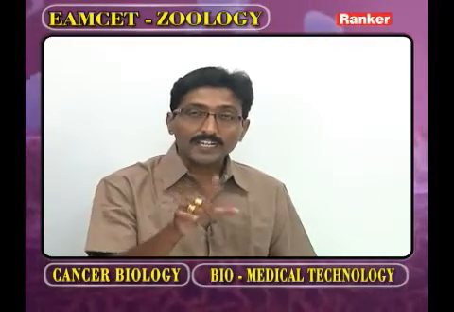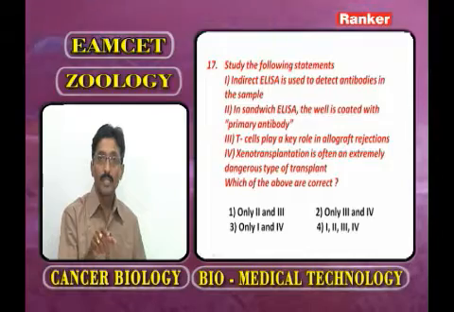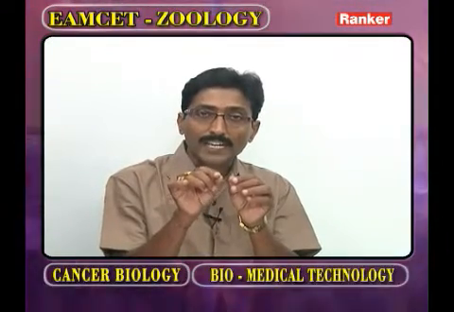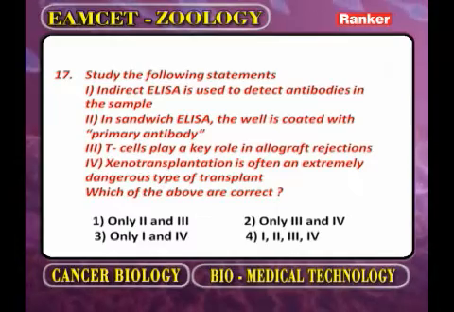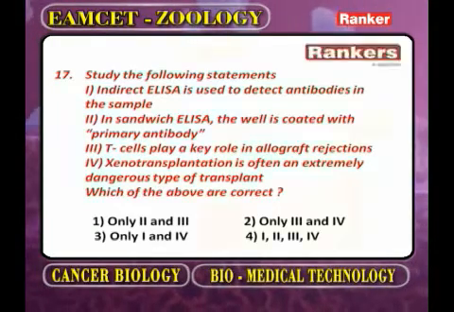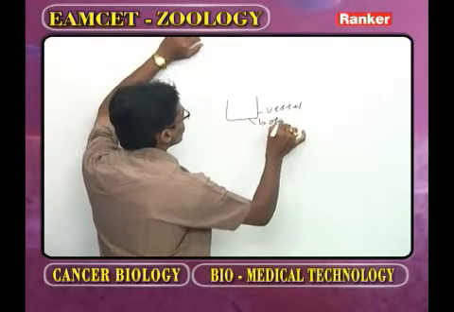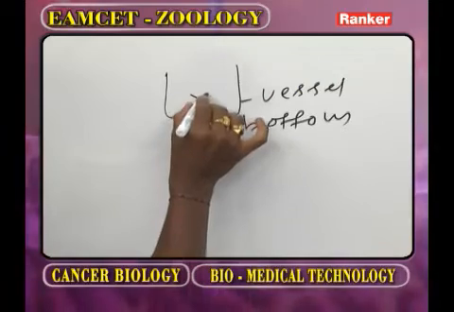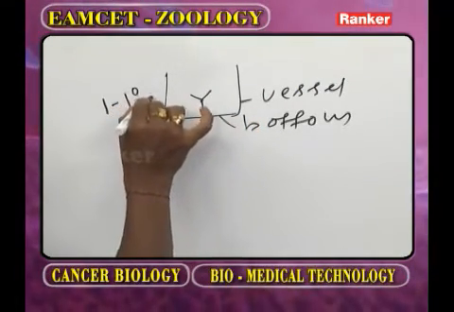What about the sandwich ELISA? It is direct ELISA. By this test, we have to identify the antigen. Now, as we observe the direct ELISA, this one we call a vessel, and this is the bottom. Now we add the first dose of primary antibody.